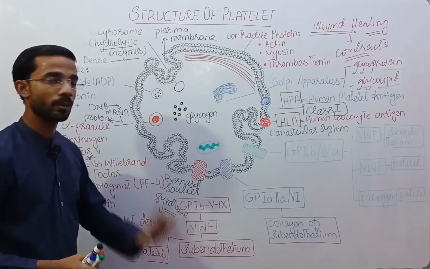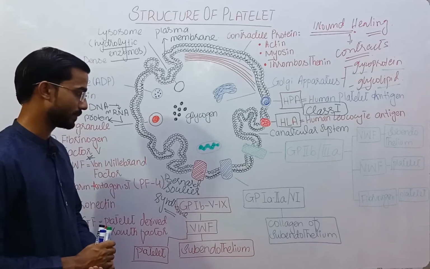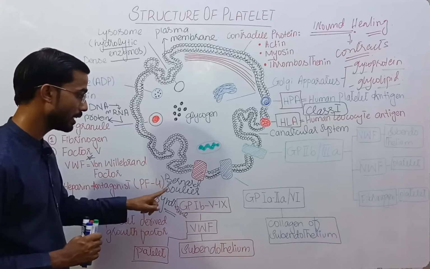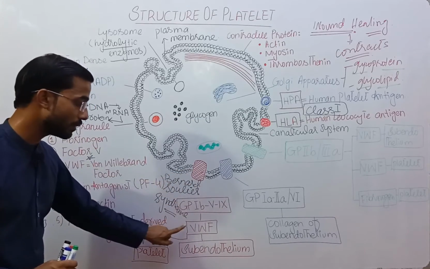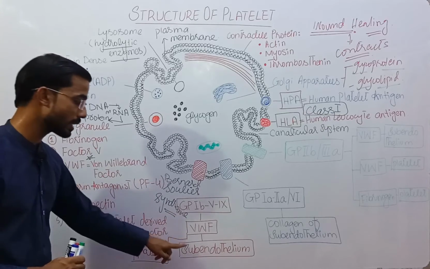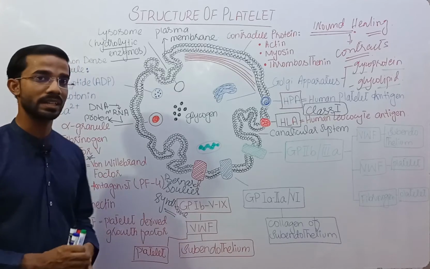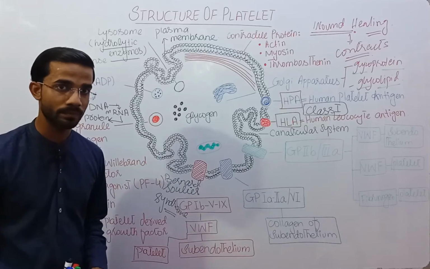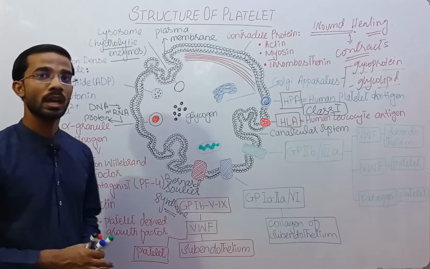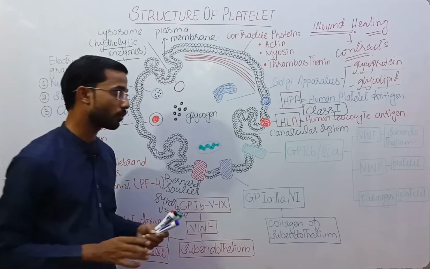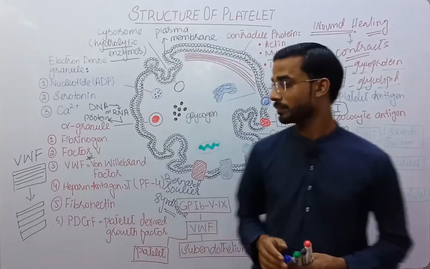When this glycoprotein is defective, then the attachment of the platelets to the von Willebrand factor and then to the subendothelium does not occur, and due to this the platelet plug is not formed, right?